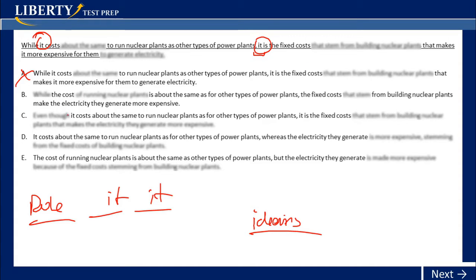Letter B. The cost of something is about the same for other types of power plants. The fixed costs from building nuclear plants make this one is okay. Why? We're gonna see later why this one's okay.